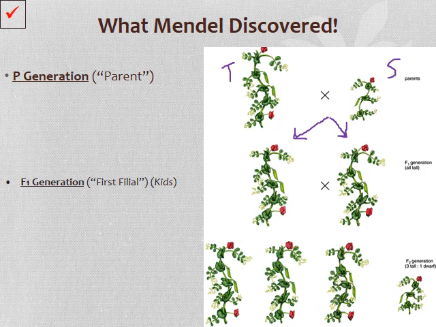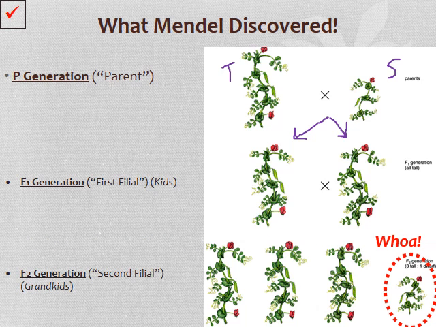So then he crossed two plants from the F1 generation. And sure enough, in the F2 generation, so I guess if you wanted to compare this to a family, the P generation would be the parents, the F1 would be the kids, and the F2 would be the grandkids. In the F2 generation, what he noticed here was we had primarily all tall, but we also had one short. So we had three tall plants and one short. Whoa, wait a minute here. Something's going on. And Mendel took note of this.